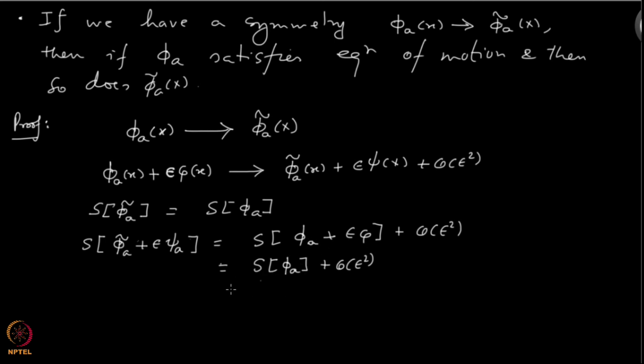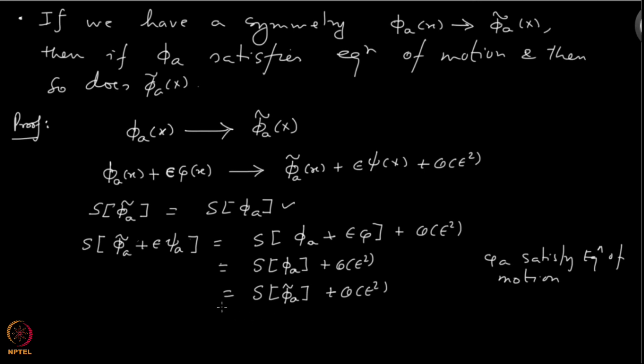So, let me write phi A satisfies equation of motion. See, if phi A did not satisfy equation of motion, then I could not write this, then this is not true, because then there would be an order epsilon term also. But if equation of motion is satisfied, then order epsilon terms are absent. But then S of phi A is same as S of phi tilde A, that is due to symmetry, right, this one.